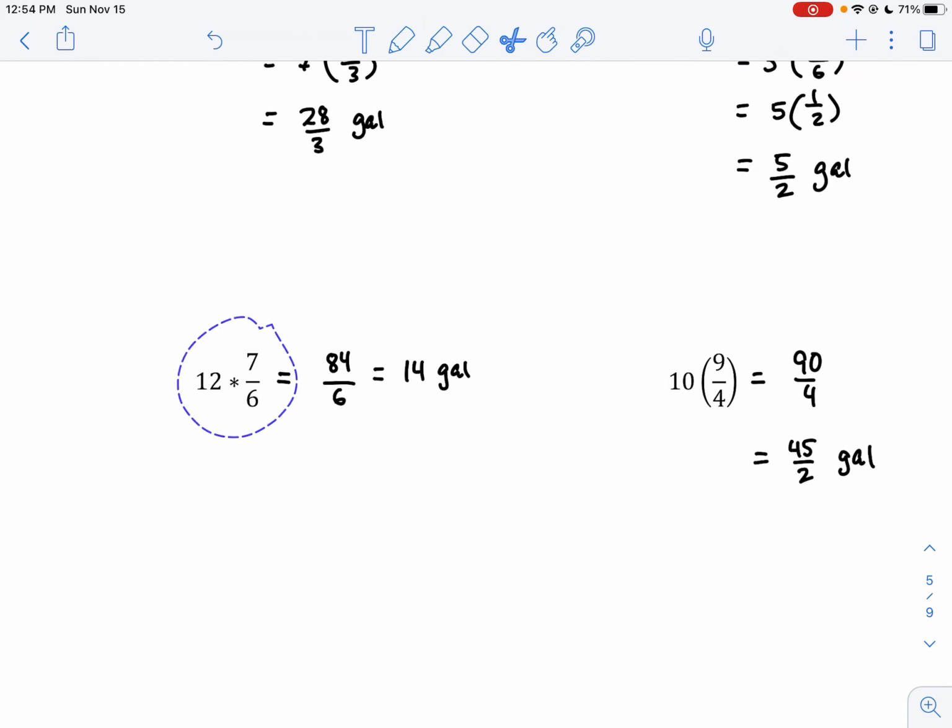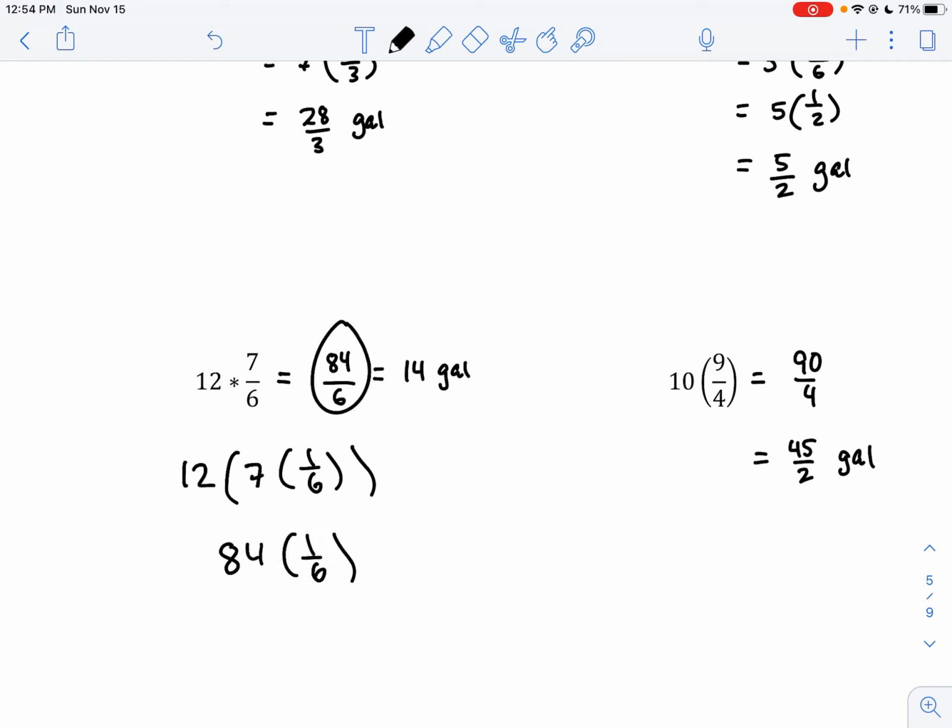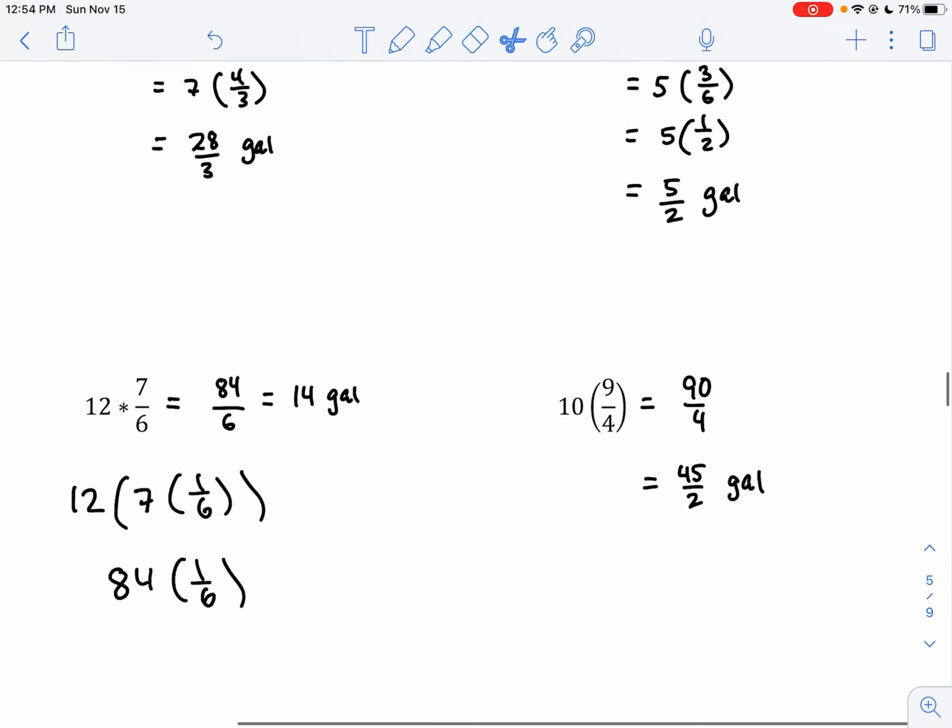Now over here, you could do something similar, because you could say, okay, I'm doing 12 copies of 7/6. Well, 7/6 is 7 copies of 1/6. So if I'm doing 12 copies of 7 copies of something, then I just have to multiply the 12 and 7 and make 84 copies of 1/6. And that's how you get 84/6. I could have done something similar right here.